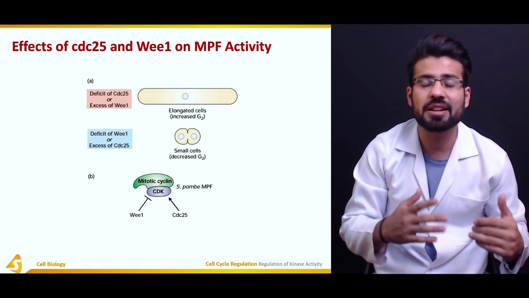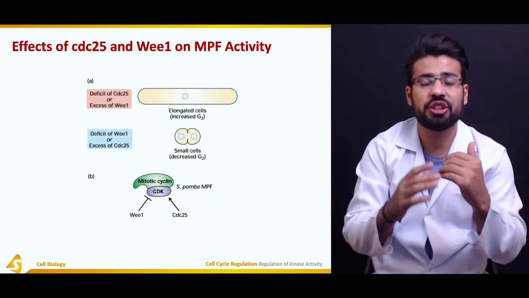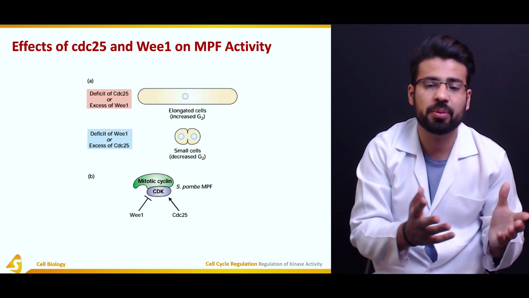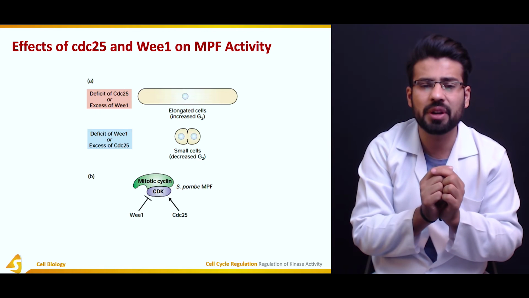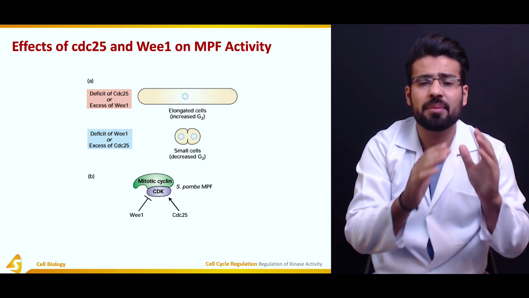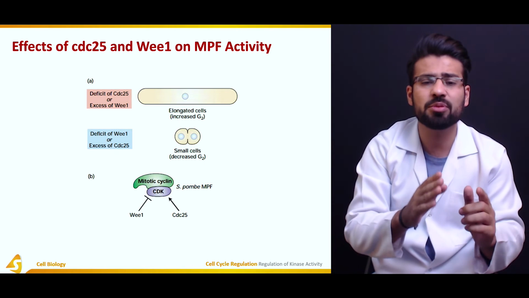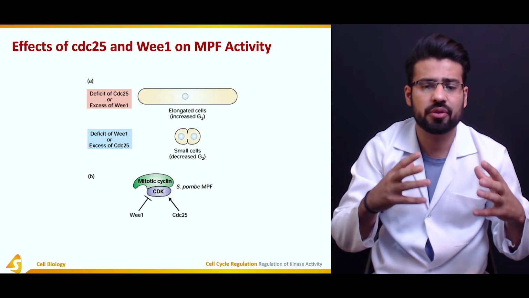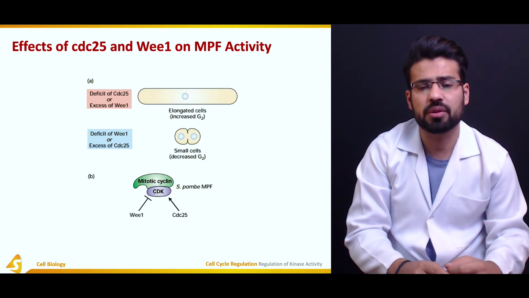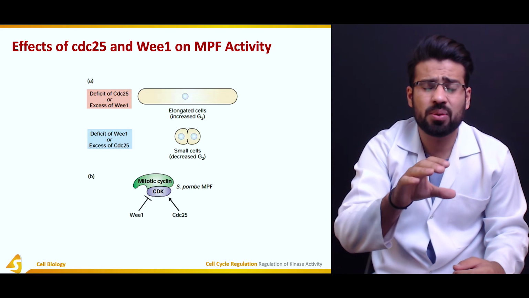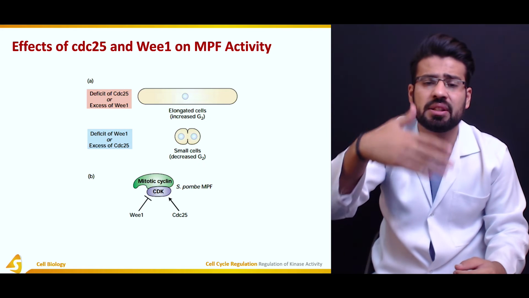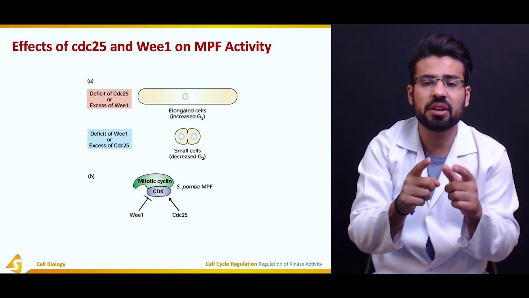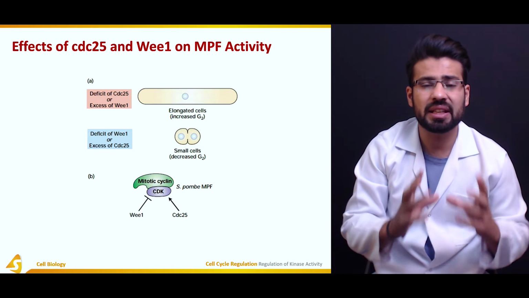So what happens when there is no Wee1? There would be no checking, there would be no inhibitory phosphorylation that would be done by Wee1. In this case, the moment the M-CDK cyclins are produced, the next moment they are going to move the cells into mitosis and result in cytokinesis. And this is the opposite of what happened in the CDC25 deficit case or when there was an excess of Wee1.